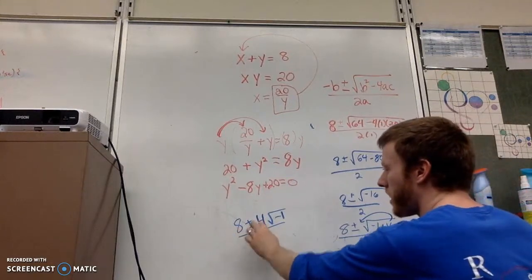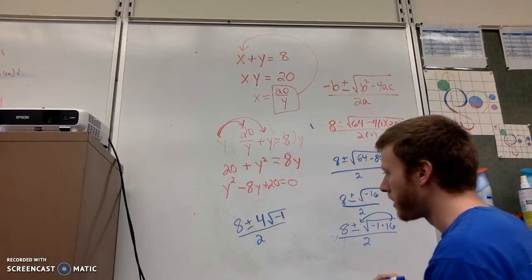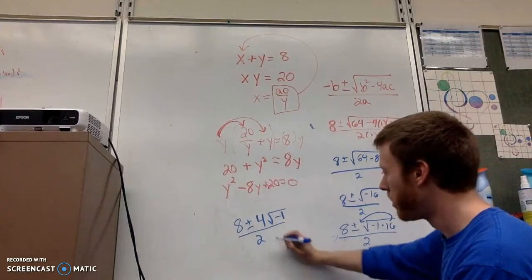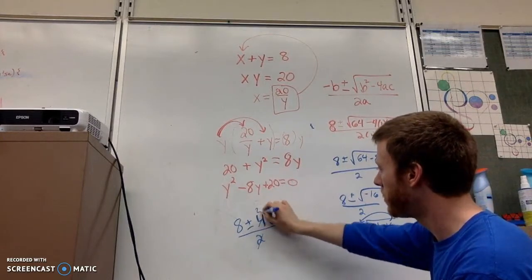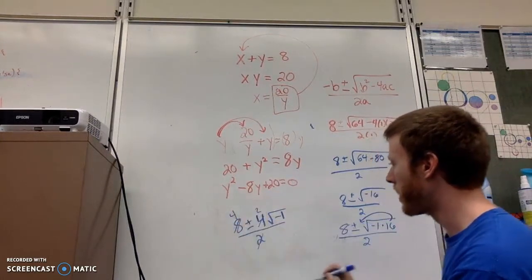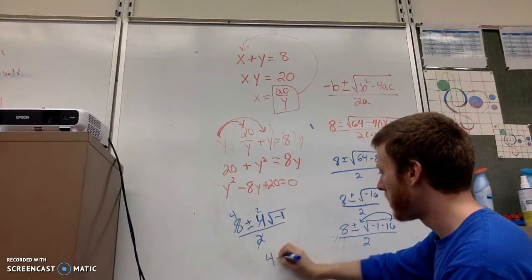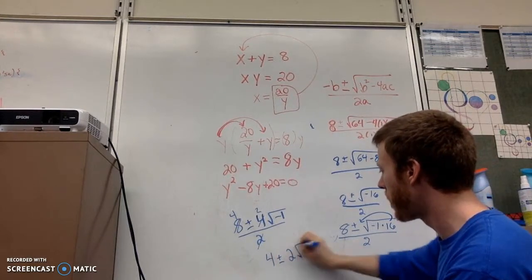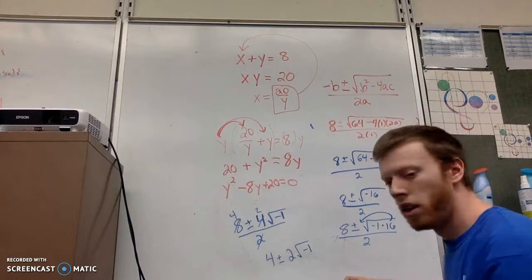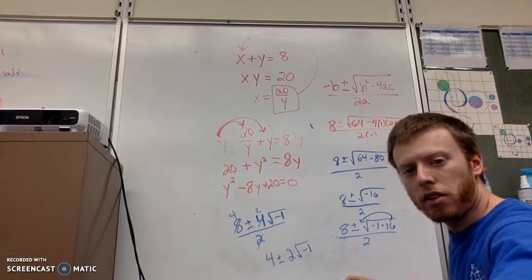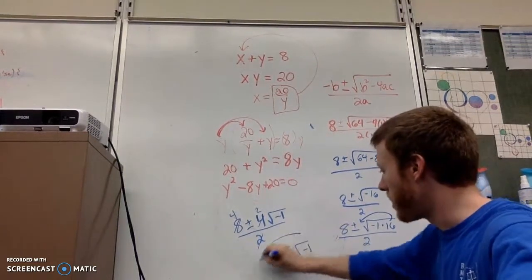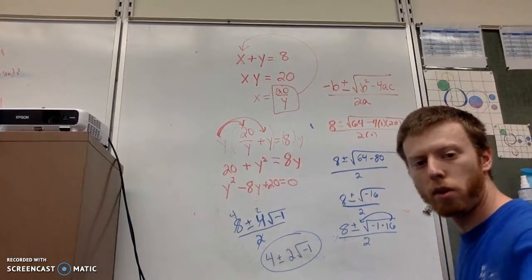Finally, we've got this thing happening here: 8 plus or minus 4, and the 2. That should cancel with this, leaving 2 here and 4 here. So we have 4 plus or minus 2 times the square root of negative 1. Now let me pause the video and clear the screen here, because this answer right here is going to be very important.